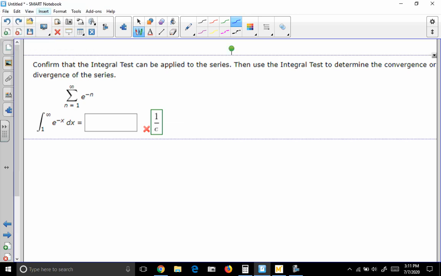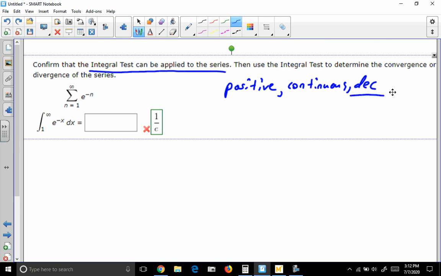Okay, so let's see if the integral test can be applied to this series. So we have to meet some constraints. Our function has to be positive. It has to be continuous. And it has to be decreasing. There are some examples where maybe the first couple terms are not decreasing, but once it gets past a couple terms, it has to decrease forever.